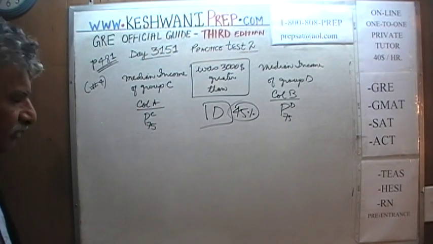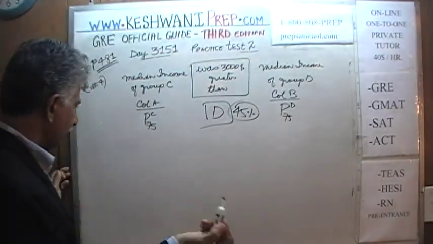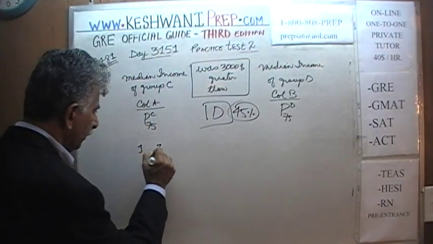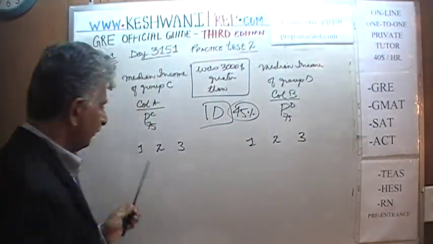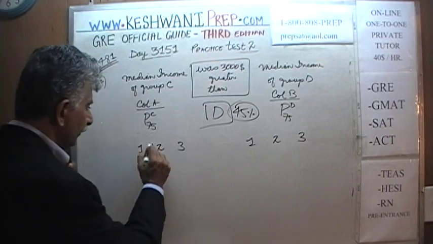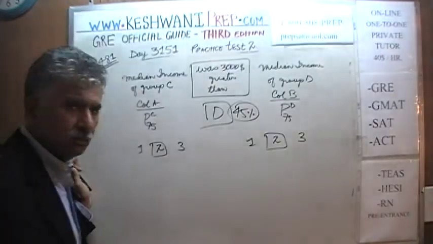The simplest example I'm going to give you is this, which is very difficult to identify the quartile, but you will understand the concept. Here's the situation. 1, 2, 3. What's the median of this group? The median of this group is 2. What's the median of that group? The median of that group is 2.